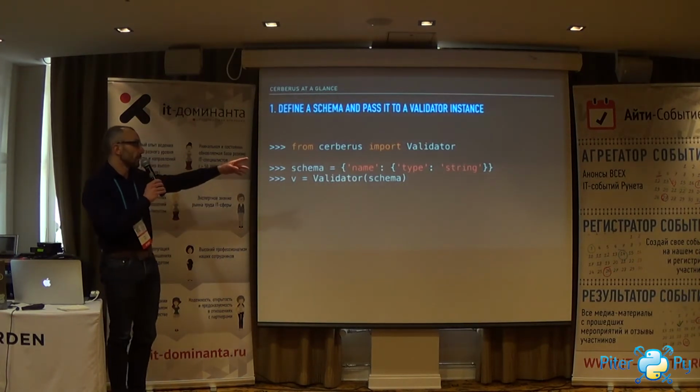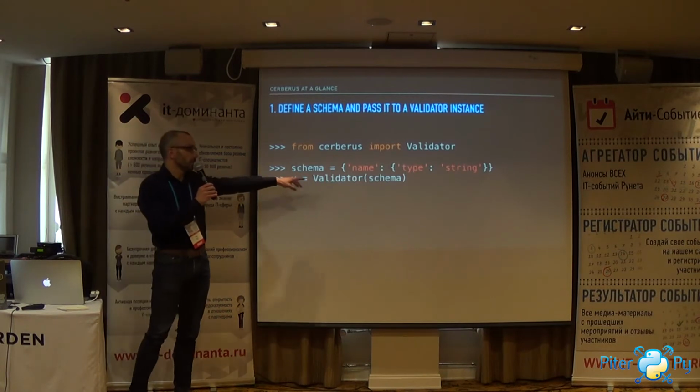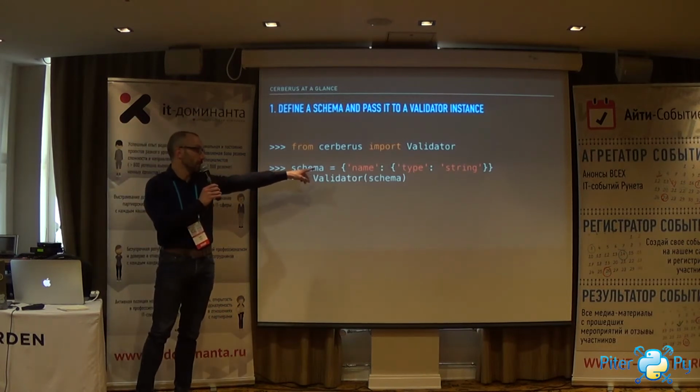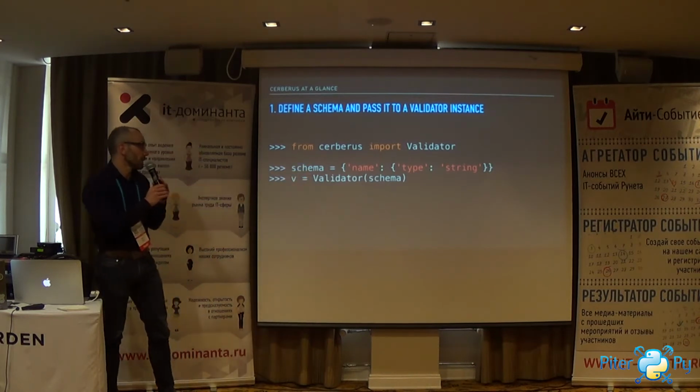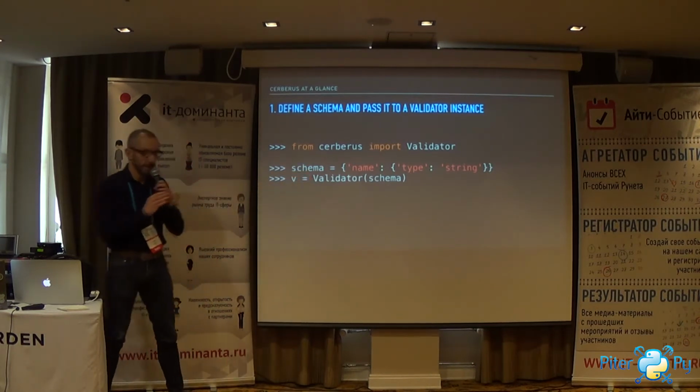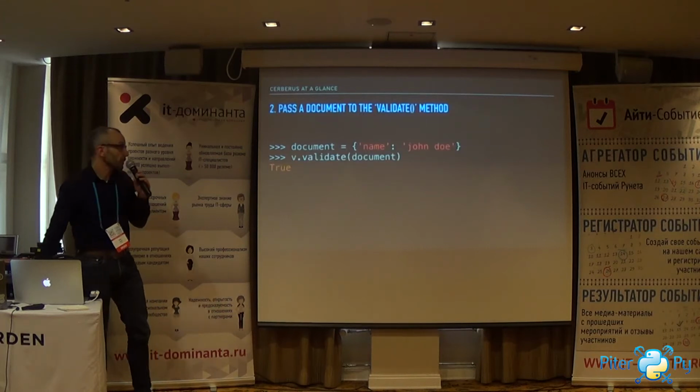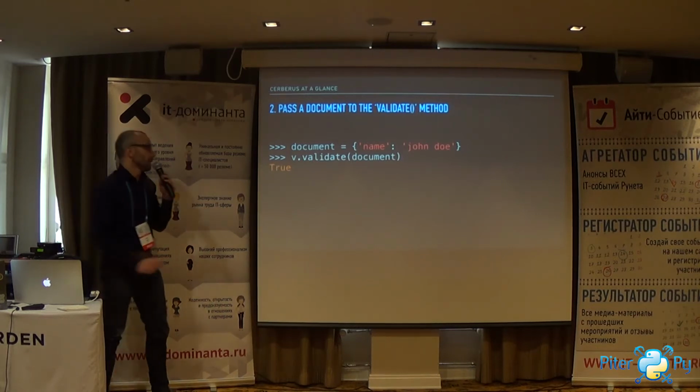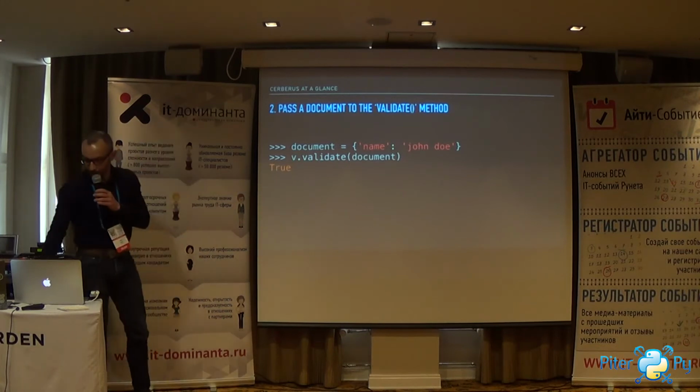And here is an example of the usage. You import the validator object, you define your schema. For example, this document has one field, name, of type string, and then you instantiate your validator with the schema. And then you pass a document to the validator, which will validate the document against the schema. Very simple, very easy. And this passed validation.